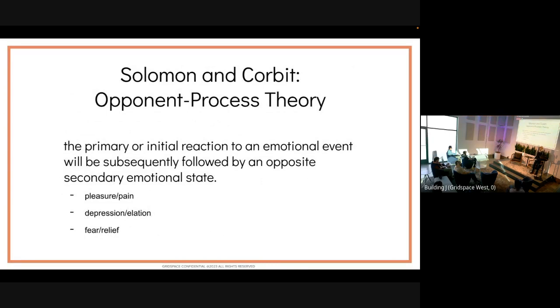So this also comes to one other traditional theory, which is the opponent process theory. I know I just said that you don't tend to switch states, but there's also a theory that your initial reaction to an emotional event is going to be followed up by the opposite emotional state. So think back to Plutchik's color wheel. If you're having one intense emotion and then it ends, you tend to flip into the opposite emotion. Like pleasure, pain, depression, elation, fear, relief. Just another thing that you might want to think about if you're doing state emotion tracking.